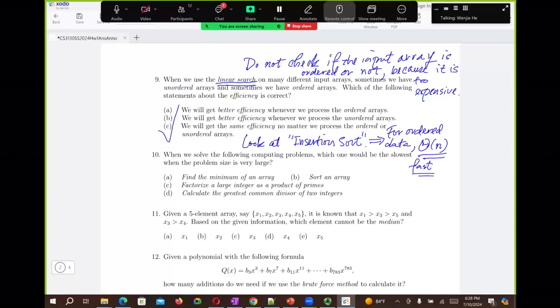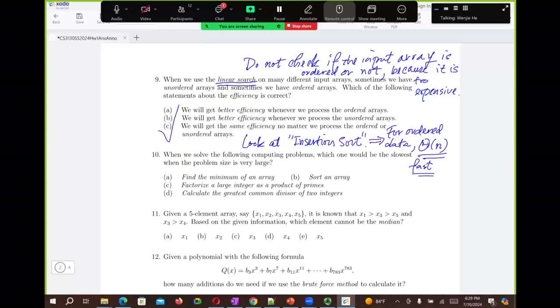And for the insertion sort, given ordered data, you do not need to tell the algorithm it is ordered. You just feed ordered data into the algorithm. It is automatically very fast. Nobody says anything about ordered or not. The algorithm just picks up the ordered property automatically. That's the biggest property of the insertion sort.